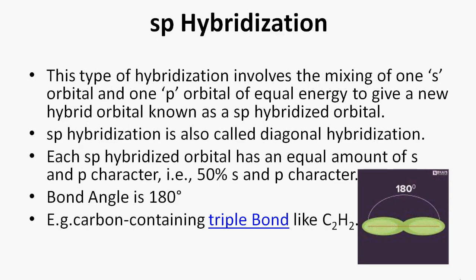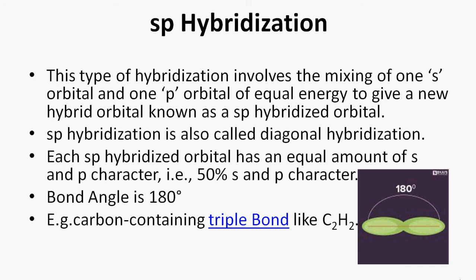So let us see what sp hybridization is. It is the mixing of one s orbital and one p orbital of equal energy. Equal means that the difference is negligible. There would be some difference, but it is negligible. So we say that they are of equal energy, to give a new hybrid orbital known as an sp hybridized orbital. Sp hybridization is also called diagonal hybridization.